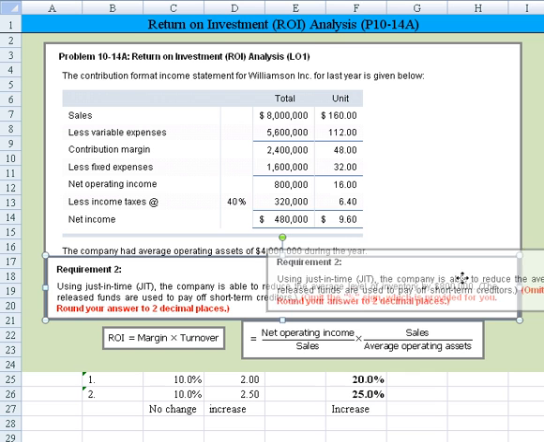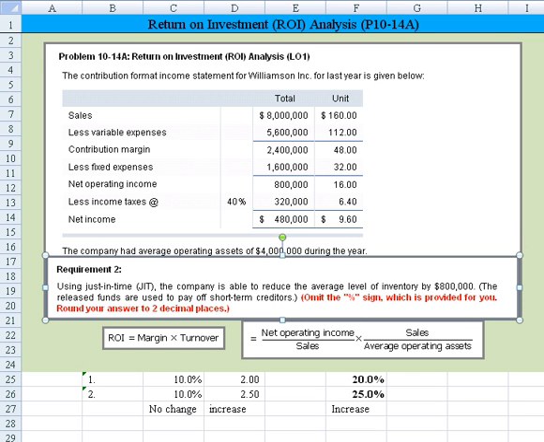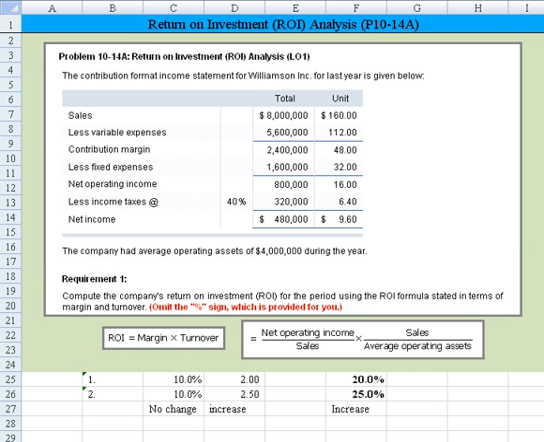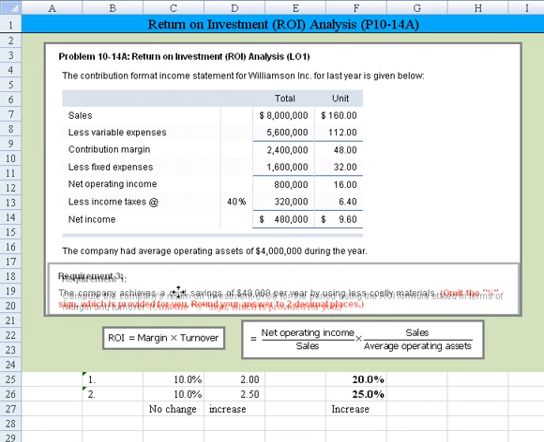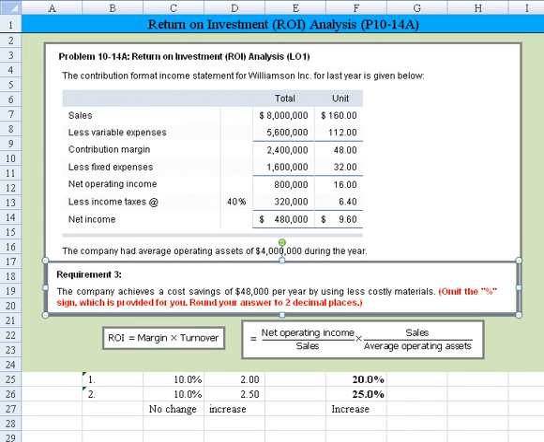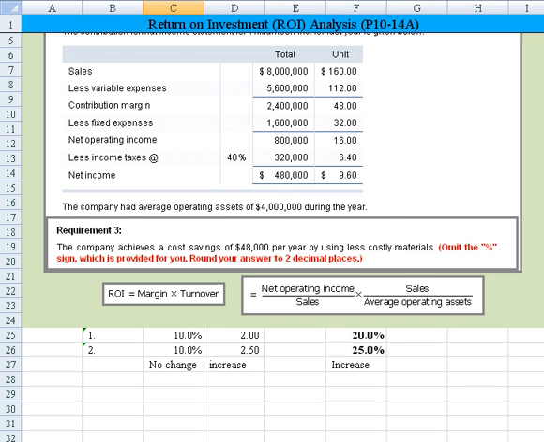Okay, now let's slide requirement 2 out of the way, and let's slide requirement 3 in. And we'll slide a little bit here. I'll put number 3 here. Okay, now the company achieves a cost savings of $48,000 per year by using less costly materials. Okay, what do we do here?